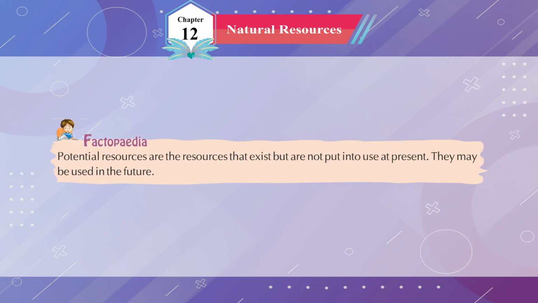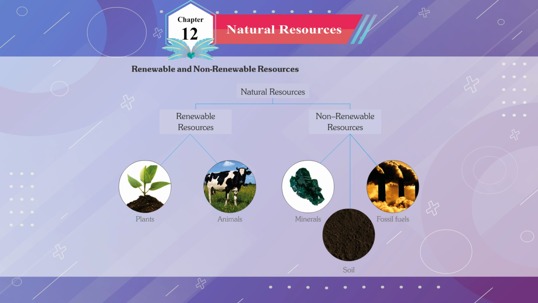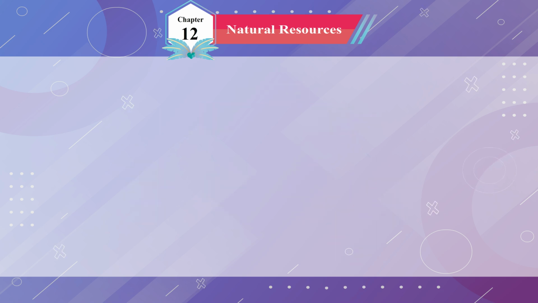Factopedia. Potential resources are the resources that exist but are not put into use at present. They may be used in the future. Renewable and non-renewable resources. Natural resources. Renewable resources: plants, animals. Non-renewable resources: minerals, fossil fuels, soil.